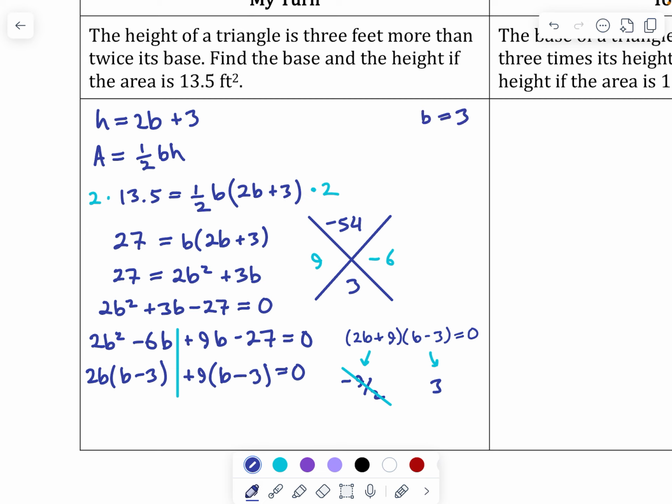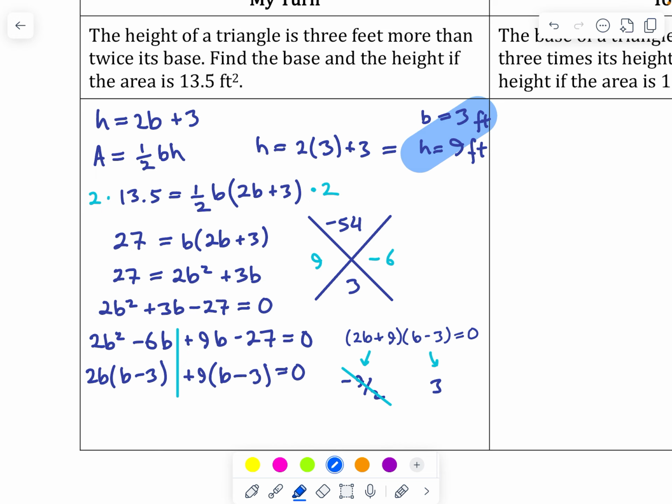I'm writing at the top now. Now, how do we find the height? We're going to make use of the very first thing we wrote down, right? The height equals 2 times 3 plus 3, which is 2 times 3 is 6, plus 3 is 9. So the base is 3 feet, and the height is 9 feet. There we go.